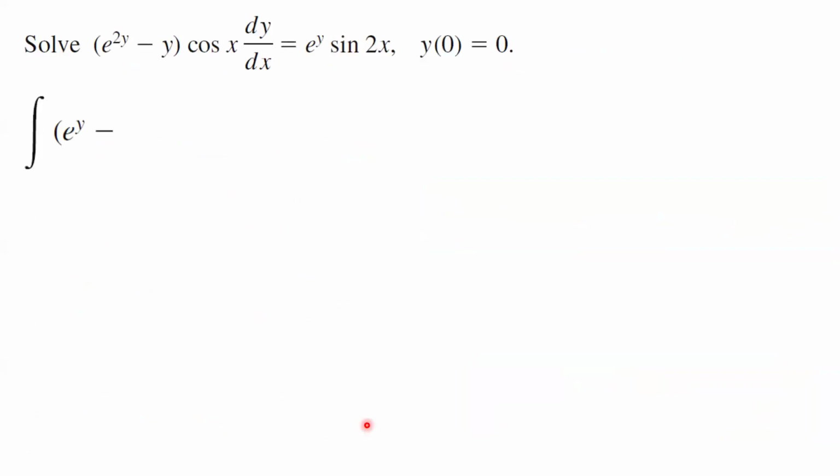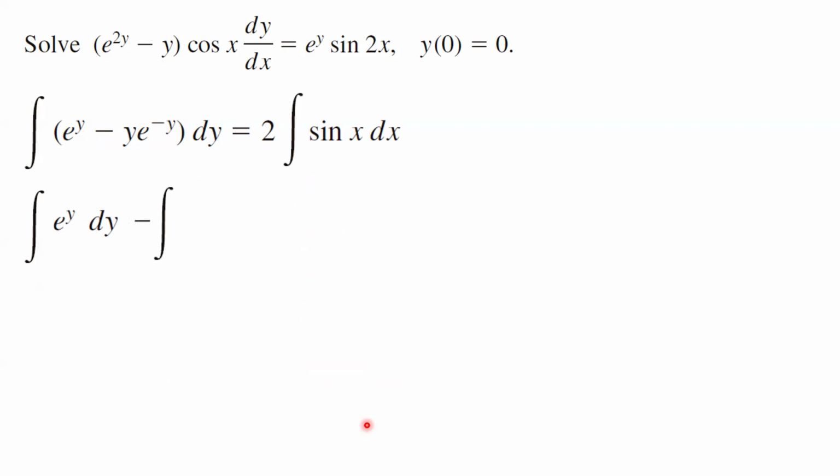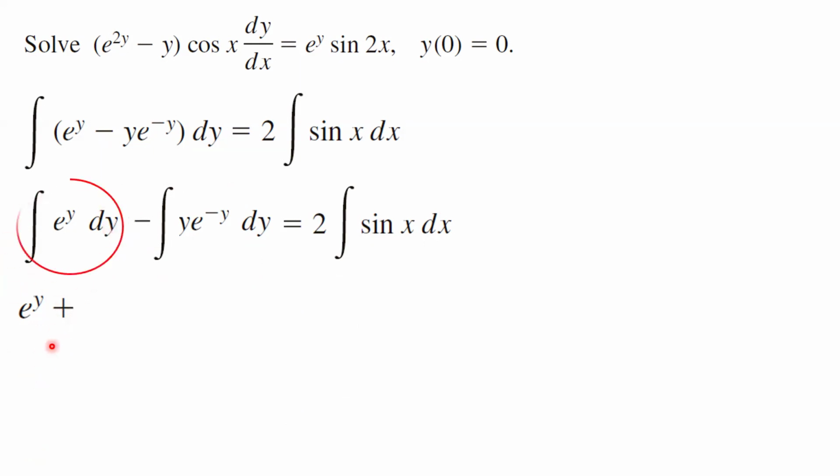We just saw that we simplified the integral on the left and the integral on the right. To calculate the integral on the left, it's the integral of e^y dy minus the integral of y e^(-y) dy. Calculating the first integral is super easy because the integral of e^y is e^y. But for the integral on this side, you have to apply the integration by parts method. And on the right-hand side, you have 2 times the integral of sine x dx. So as we mentioned, the integral of e^y dy is e^y.